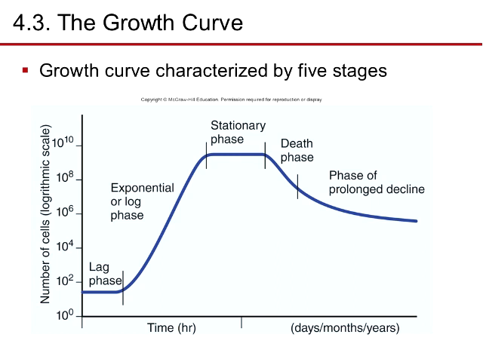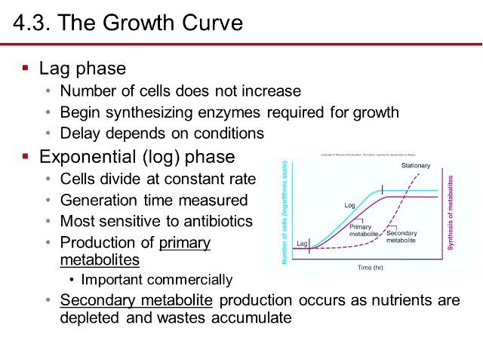The phase of prolonged decline is really not part of the 4 phases we normally look at in the growth curve. The phase of prolonged decline is really the additional 5th phase. So you'll see 4-phase and 5-phase systems.